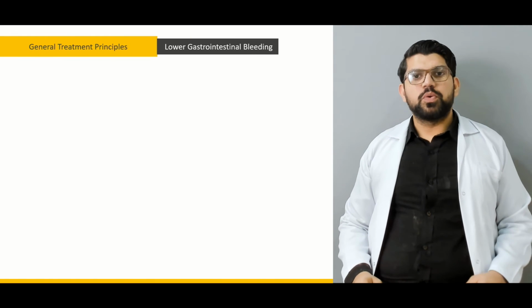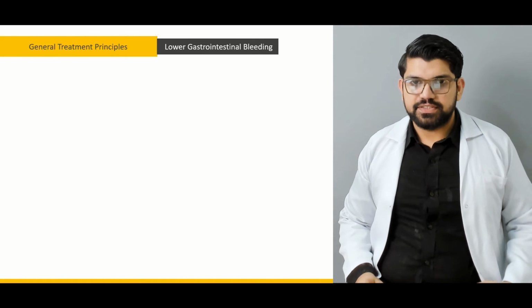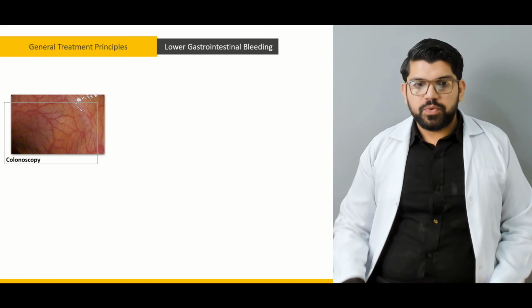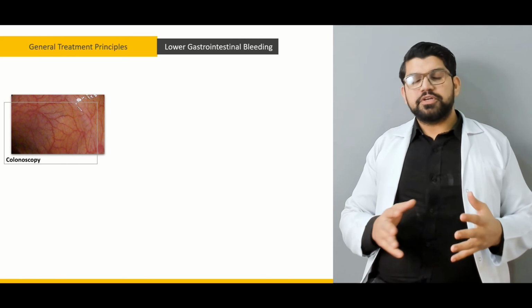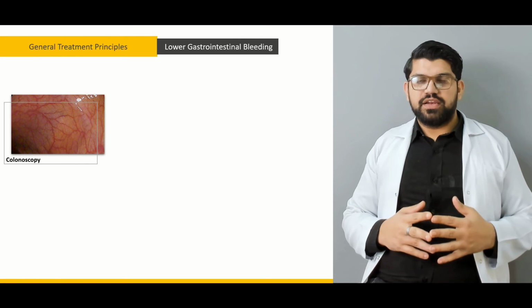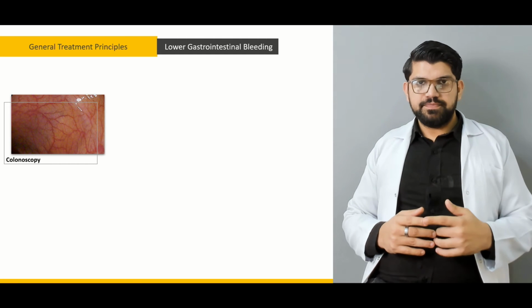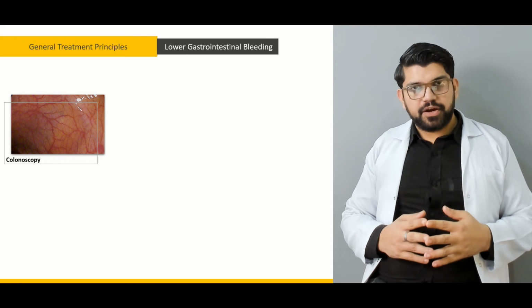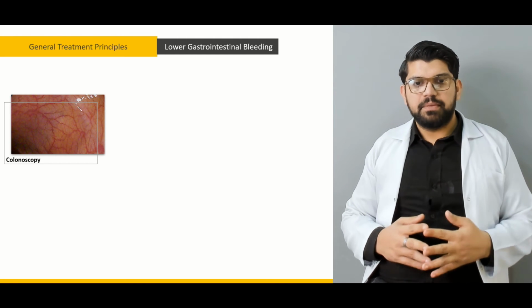Moving on to lower GI bleeding treatment plans. The first thing to do is colonoscopy. How would a patient present to you with lower GI bleed? Let's recall. It's hematochezia, fresh PR bleed, and at times melena.